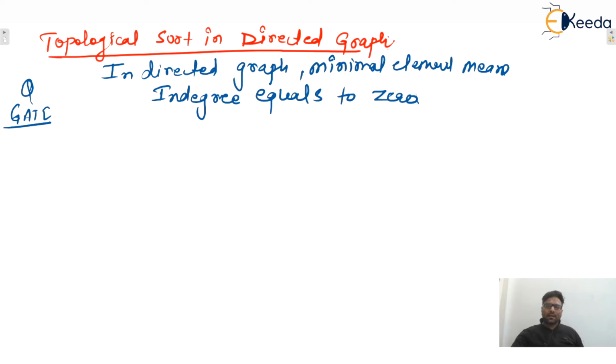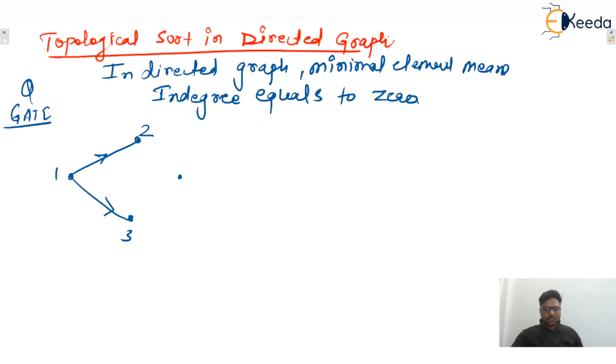So now delete minimal and so on. That will be the topological sort. So one question was there. Let's consider the following directed graph. One directed graph is given. Let's say this is 2, this is 1, this is 1, 2, 3.